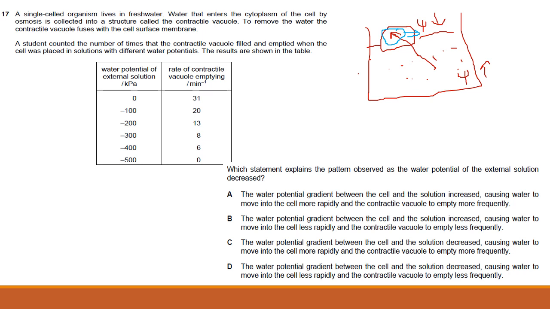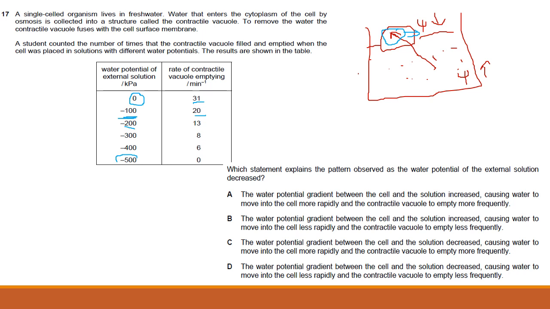So a student then decided to count the number of times that the vacuole filled and emptied when the cell was in different solutions, so different water potential. So if the water potential is 0, so that's neither here nor there, the rate of emptying per minute was 31. When it was minus 100, which means a lower water potential, then it was 20, and so it goes on like that. And when it was minus 500, it was 0. Which statement explains the pattern observed as the water potential of the external solution decreased? So as the water potential of the external solution decreased, what can we say about the pattern?